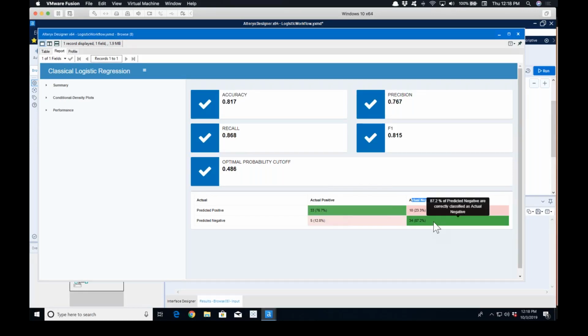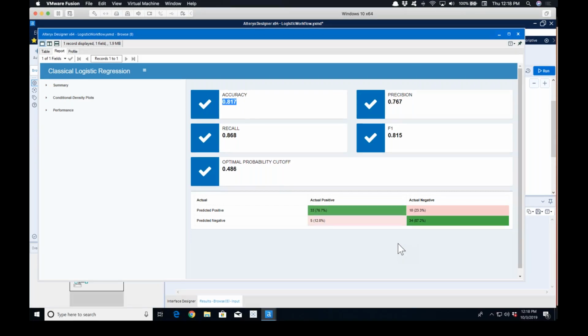And then 34 out of 82 were actually a 0 and we predicted them to be a 0. So these greens are the ones that we predicted correctly based on our model. The pinks are the ones that we missed, okay? And that is reflected up here in this number, accuracy, 0.817. So that means in our model, we correctly classified almost 82% of the people. That's pretty good. That's not bad at all.